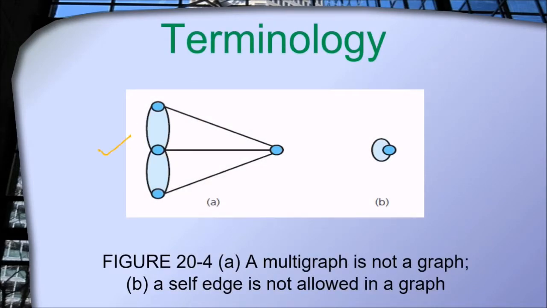This is an example of a multigraph, which is not a graph. And this is about the self edge, which is not allowed in a graph. We'll see about this case.